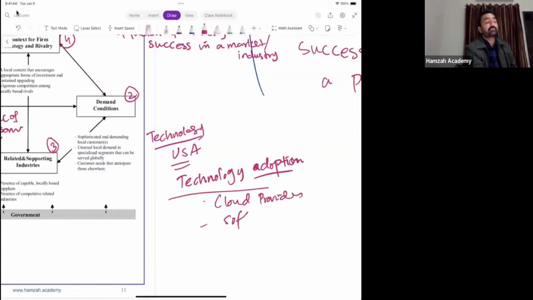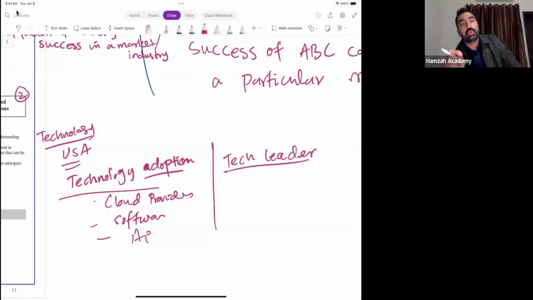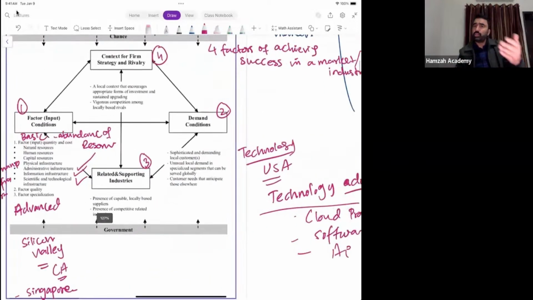Software, you talk about AI. I am just talking about the broad technologies, but if you go and find the detailed technologies, you will find the tech leaders are mostly US companies. Whether you talk about Microsoft, Google, Meta, Nvidia, Amazon, Walmart, all these are the leaders in technology development. Okay, so the point is, what is the condition of demand?